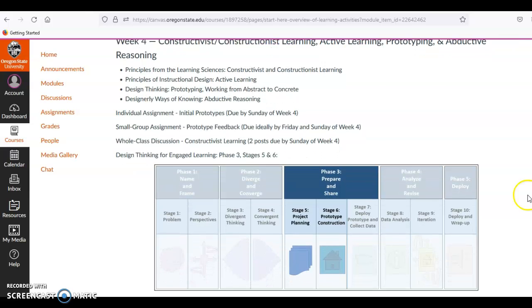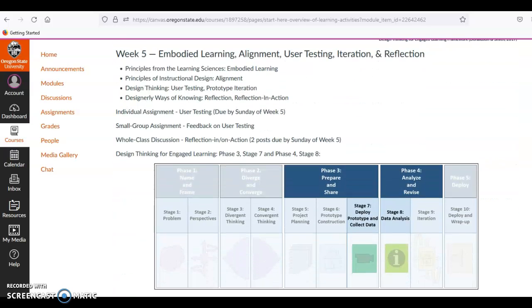And so again, we did the project planning and prototype. So here is where you spent time on your prototypes by doing high and low fidelity, or abstract and concrete, prototyping. So you were able to design something, let's say by storyboarding or sketching, and then put it into something that you could share, whether online or in a PowerPoint, and then you've been sharing with your classmates. And then in week 5, we did embodied learning, alignment, user testing, and more iteration and reflection.